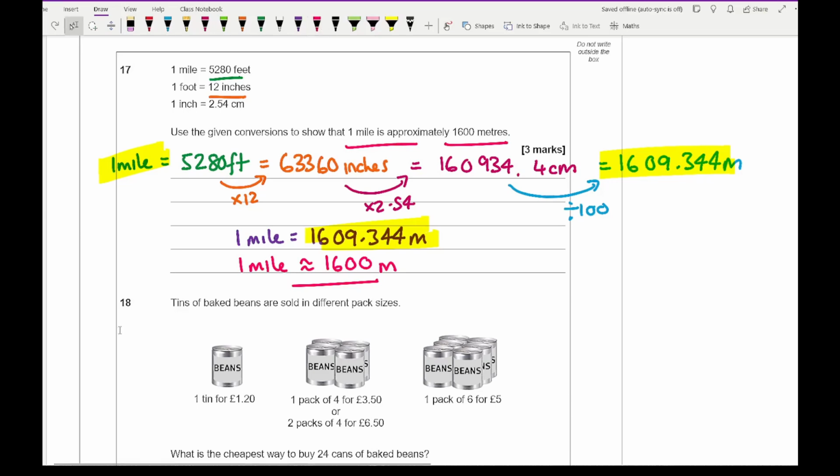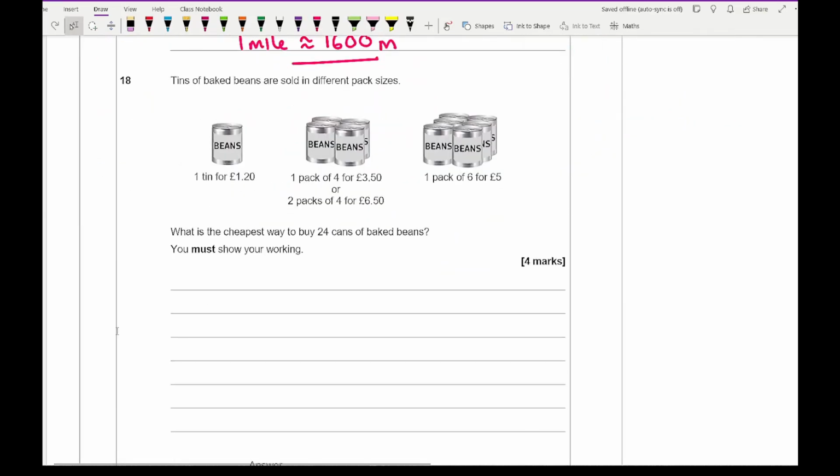Then moving on to question 18, it says tins of baked beans are sold in different sizes. 1 tin is £1.20, 1 pack of 4 is £3.50, or 2 packs for £6.50, or we can get 1 pack of 6 for £5. And the question is asking what's the cheapest way to buy 24 cans of baked beans.